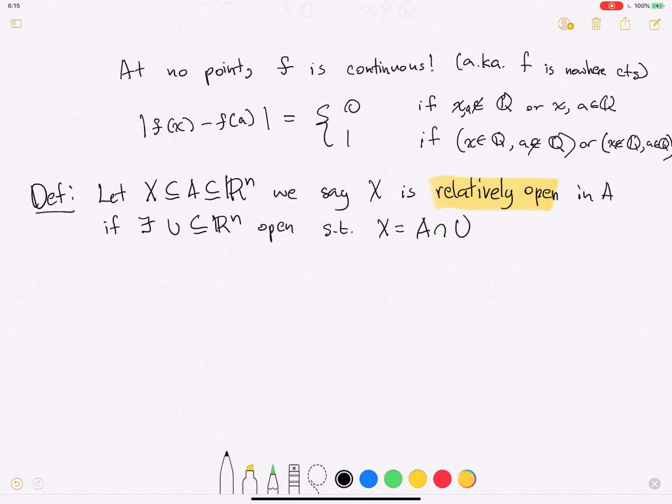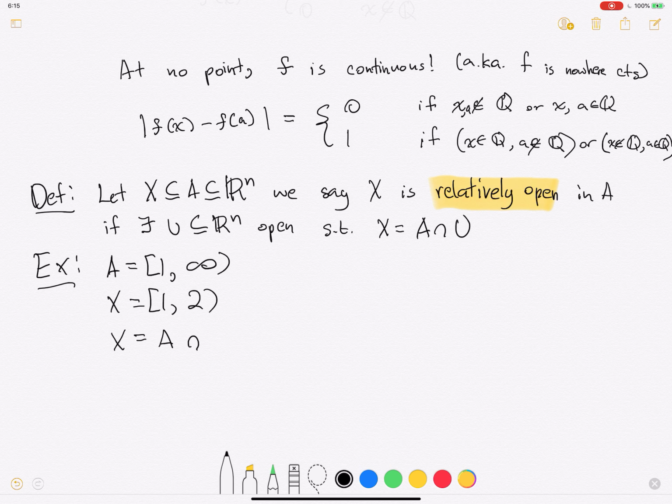Okay, some examples of this: A equals (1, infinity), and take x as a subset of that, (1, 2). X is equal to A intersect (0, 2). So x here is open in A, but in general, it's not open. So it's open relative to A. X is not open.